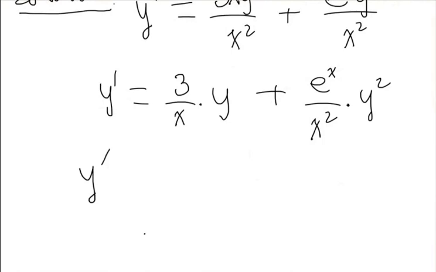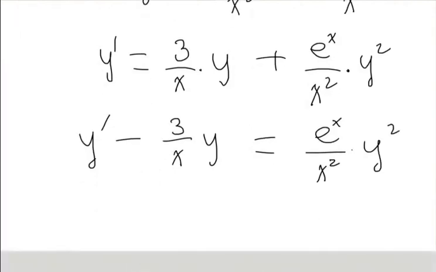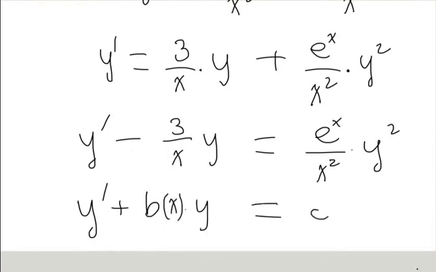And rewrite into the format, we have y prime minus 3 over x, y, and then e to the x over x squared, y squared. And this matches linear equation. Bernoulli equation. The left-hand side looks like linear equation, but because on the right-hand side we have the coefficient times y squared, that's a Bernoulli equation. So let me write here. This is y prime plus p(x) y equal to q(x) times y to the n. That's the format for Bernoulli equation.